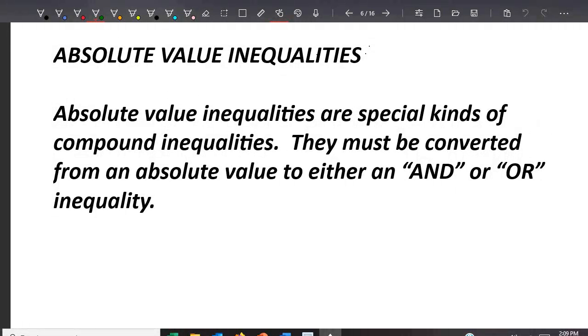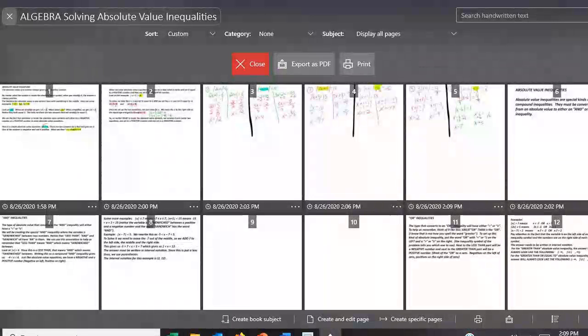Now we're going to talk about absolute value inequalities. An absolute value inequality is a special type of compound inequality. Just like the absolute value equations where we have to get rid of the absolute value and create two different equations, we kind of have to do the same thing with the absolute value inequalities. We've got to get rid of the absolute value symbol, but it's not quite as straightforward as the equations.